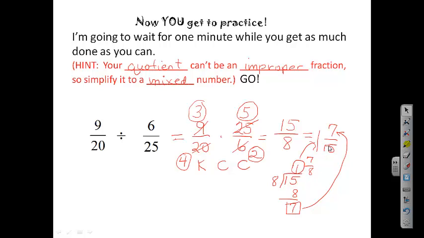Well, I can. So I'm just going to mark it out. That's why you're supposed to use pencil instead of pen, and put an 8 there. So 1 and 7/8, the denominator stays the same.